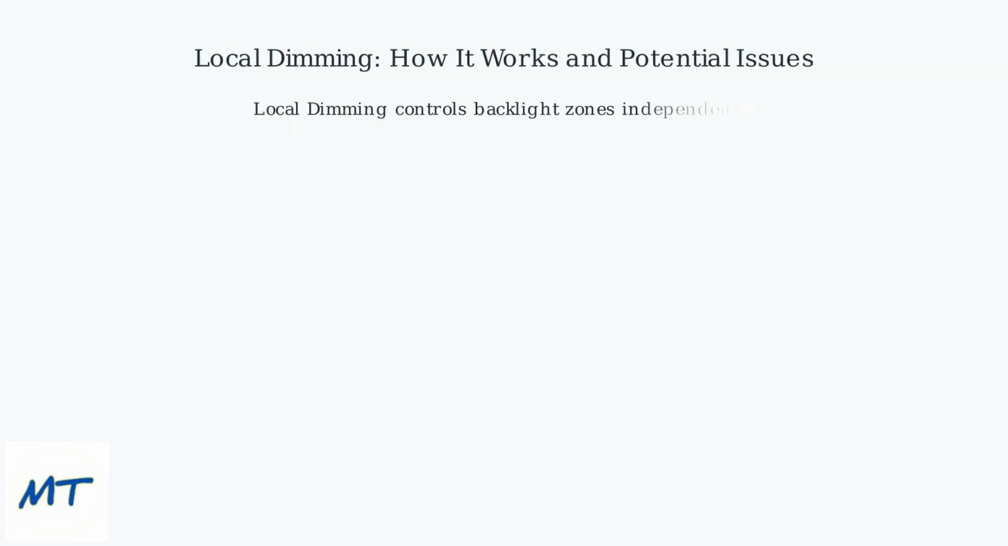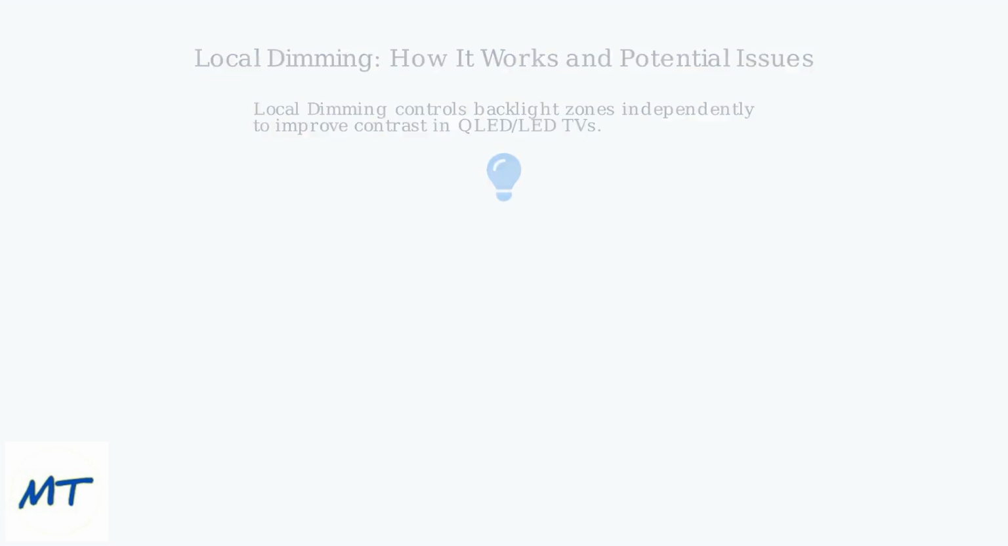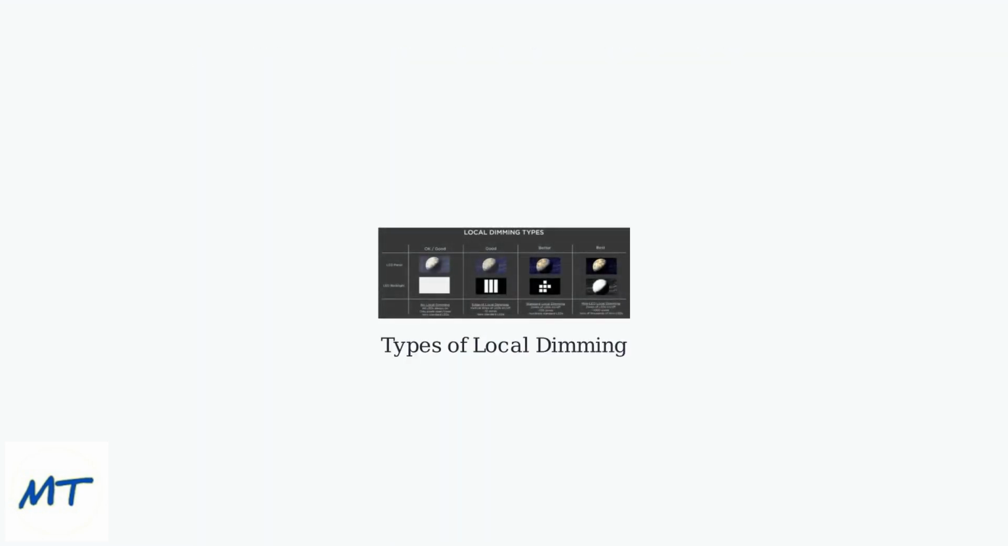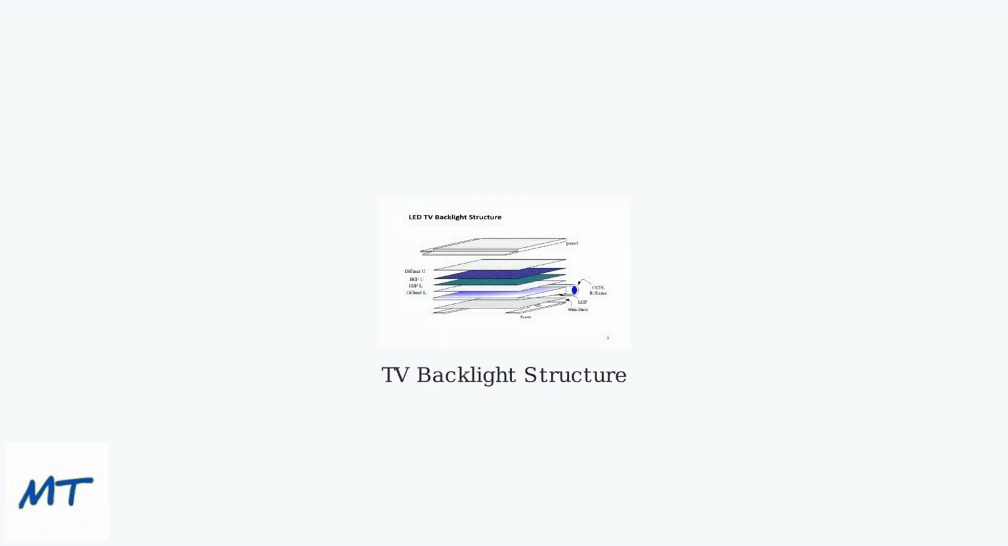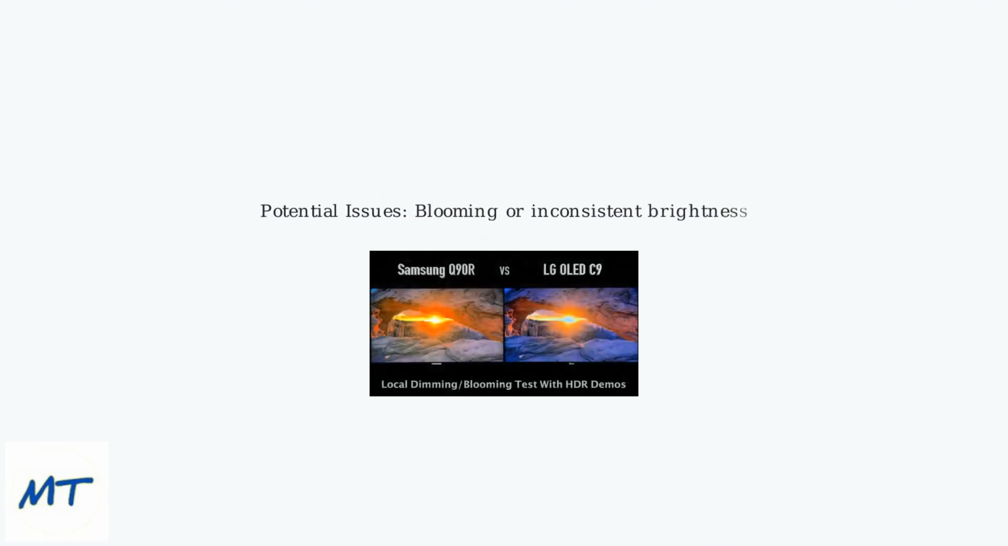Local dimming is a backlight technology in QLED and LED TVs that dims or brightens zones independently to improve contrast. There are different types of local dimming, ranging from basic to advanced, controlling various zones of LEDs for better picture quality. The TV's backlight consists of layers like diffusers and reflectors that work with the LEDs to enable local dimming. However, local dimming can sometimes cause blooming, where bright areas bleed into dark ones, or inconsistent brightness across the screen.